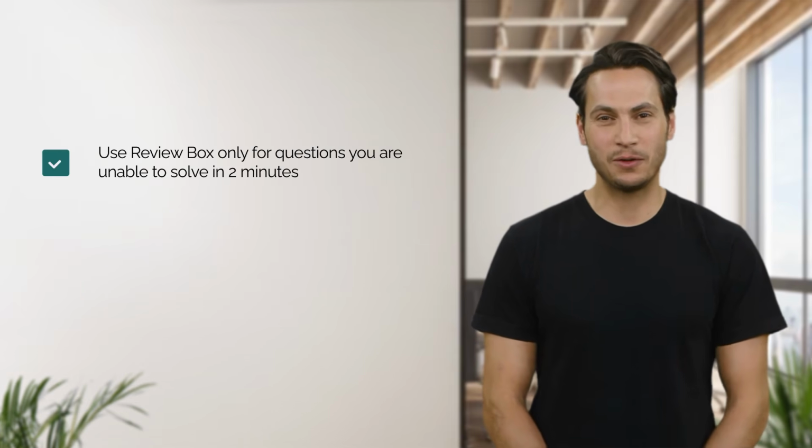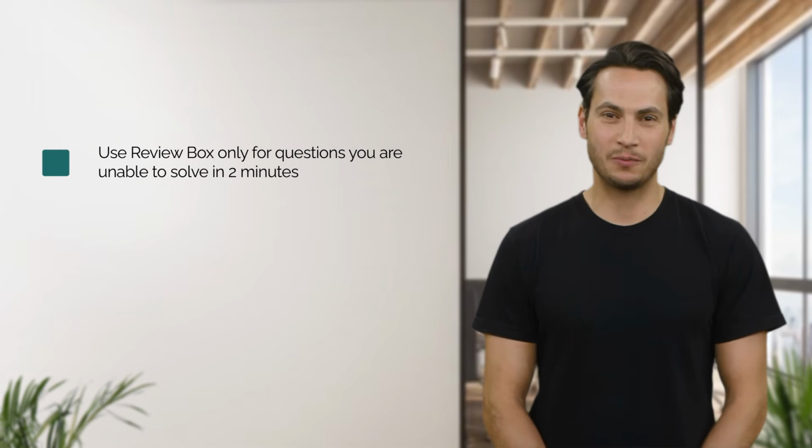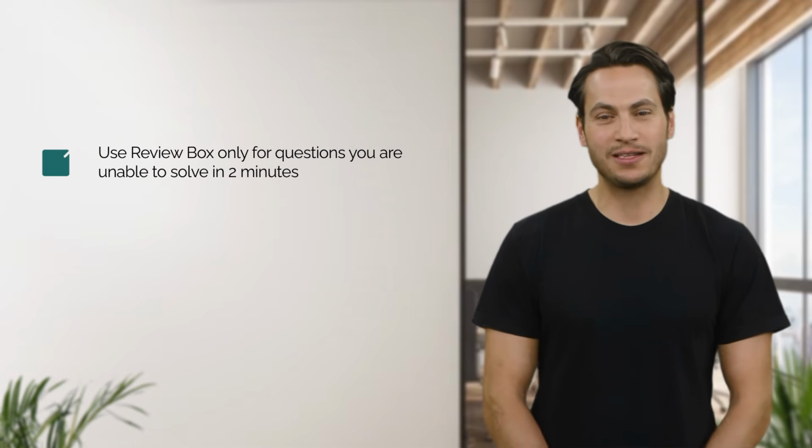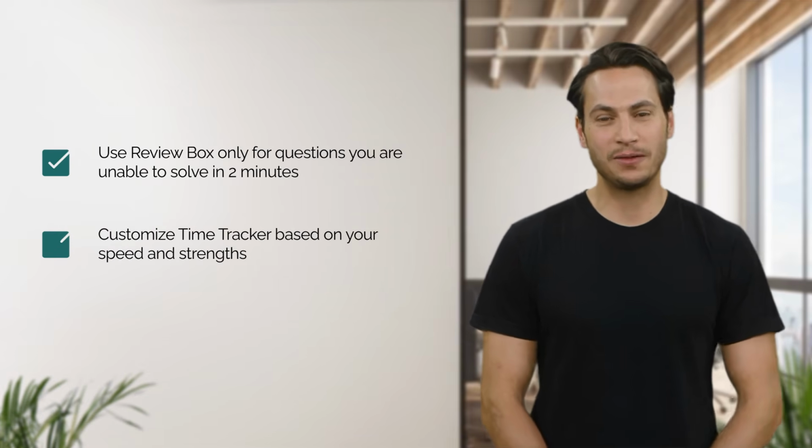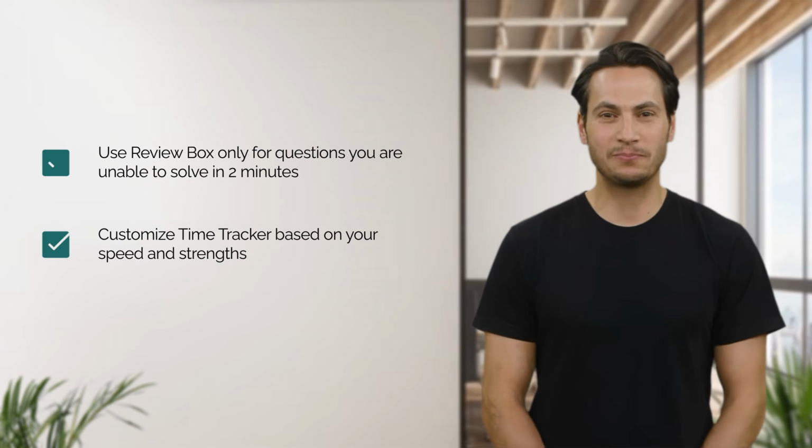To summarize, use the review box only for questions that are clearly hard to solve in 2 minutes. The decision window is 10-15 seconds. You can customize the time tracker grid timings based on your speed and strengths.